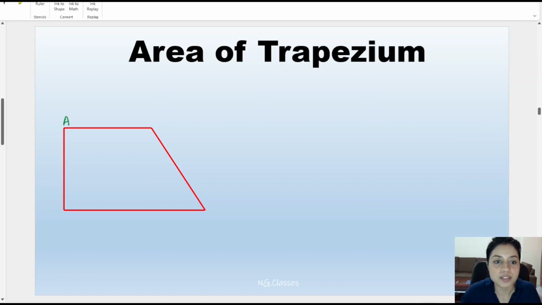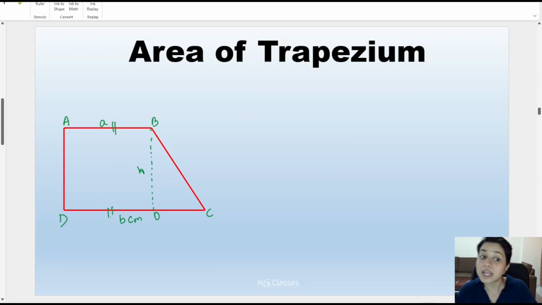Let's say it's the trapezium ABCD. Here we will find the area of the trapezium. So let's say the side AB is given as A centimeter, side CD is given as B centimeter, and the height BO is given as H centimeter. Here AB and CD both are parallel with each other, whereas AD and BC are not parallel with each other. Let's find the area of the trapezium by using the figures which we know already.